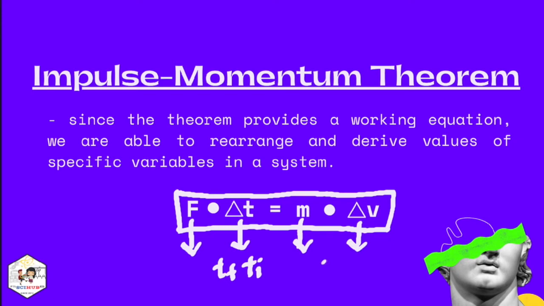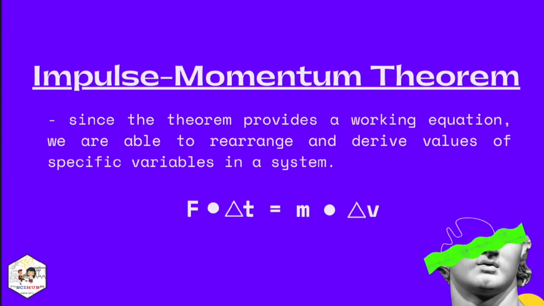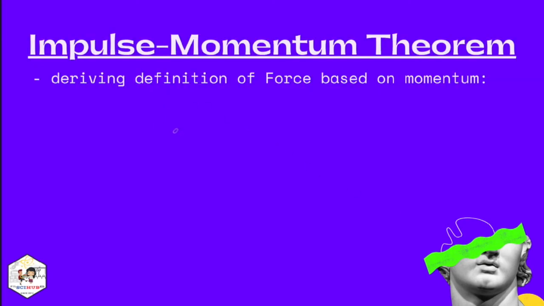And also in velocity, we can get the initial velocity and the final velocity. So you see that this general equation is very handy and is what we will use in solving our word problems later on. In fact, when you rearrange the impulse momentum equation by dividing time on both sides of the equation, we are led to the definition of force in terms of momentum.